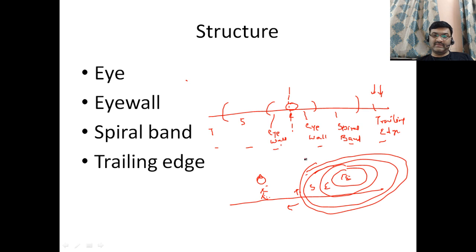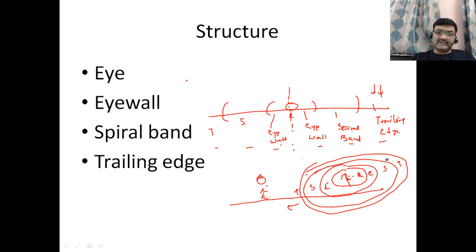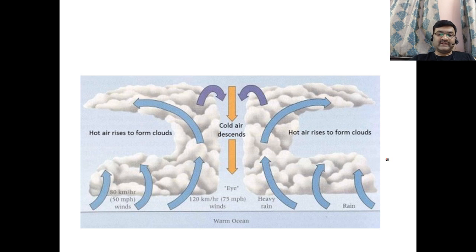After the eye, again it will get repeated, the other side will come. Then it will be the eye wall, spiral band and trailing edge. In this way the things get repeated. And therefore we say that the weather associated with the tropical cyclone is predictable. See, in this way.